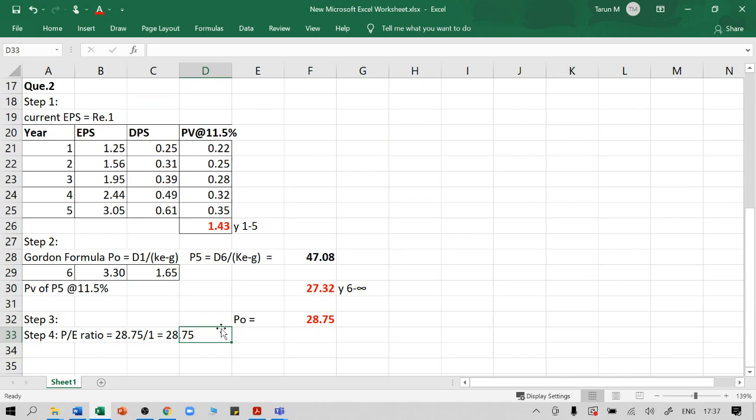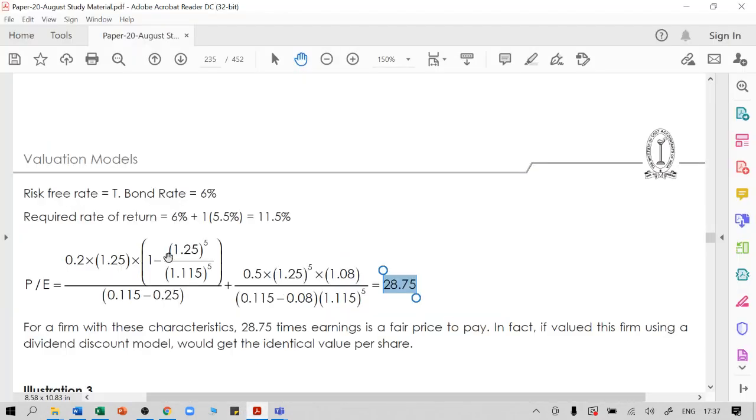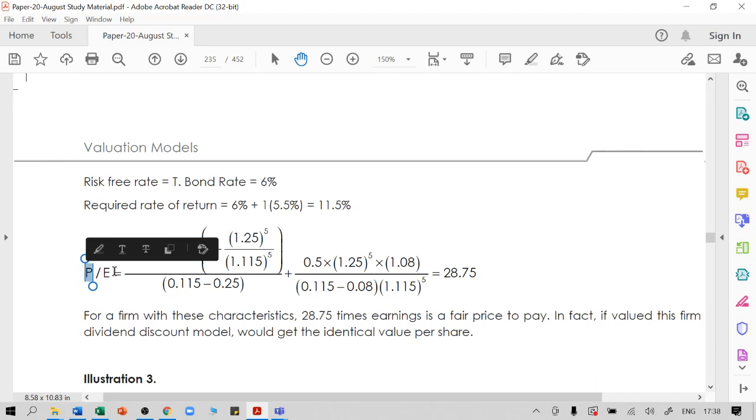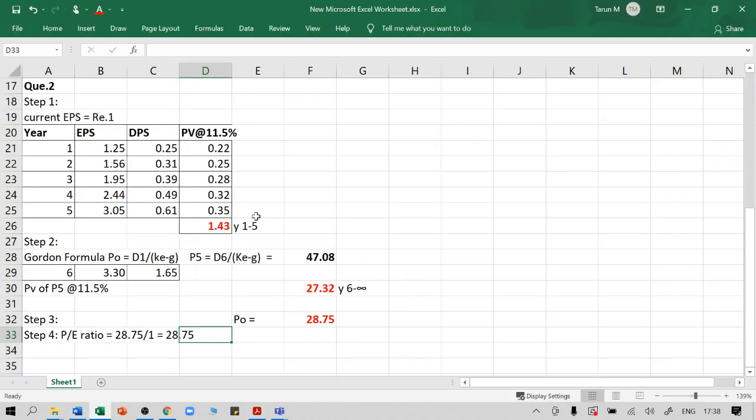Look here, I've got 28.75 as the answer, as the value of the company. Price earning ratio is 28.75. And these people have also calculated price to earning ratio, but with a very complex formula. So what does it mean? Instead of applying the formula, if you follow this process, you will get the same answer. This process will tell you the logic behind this value. Formula is just the shortcut.